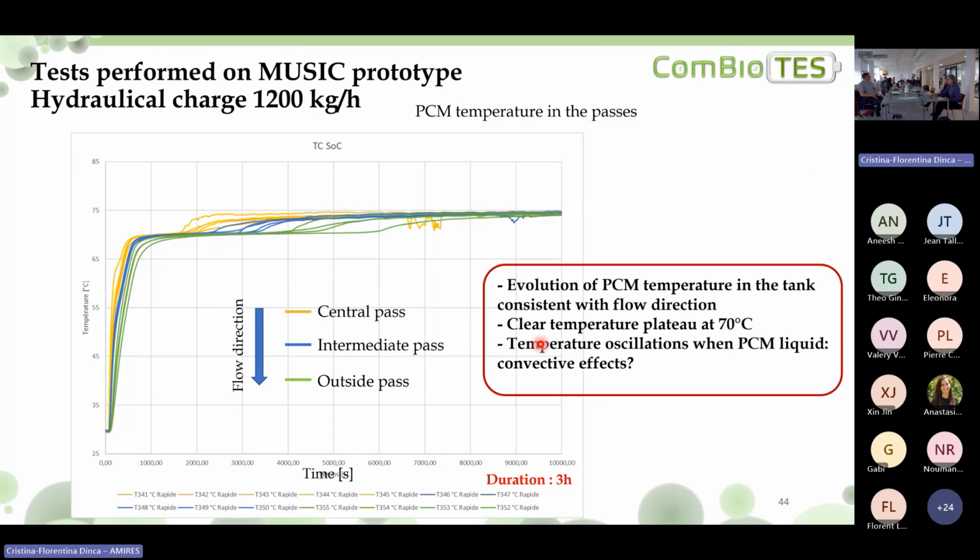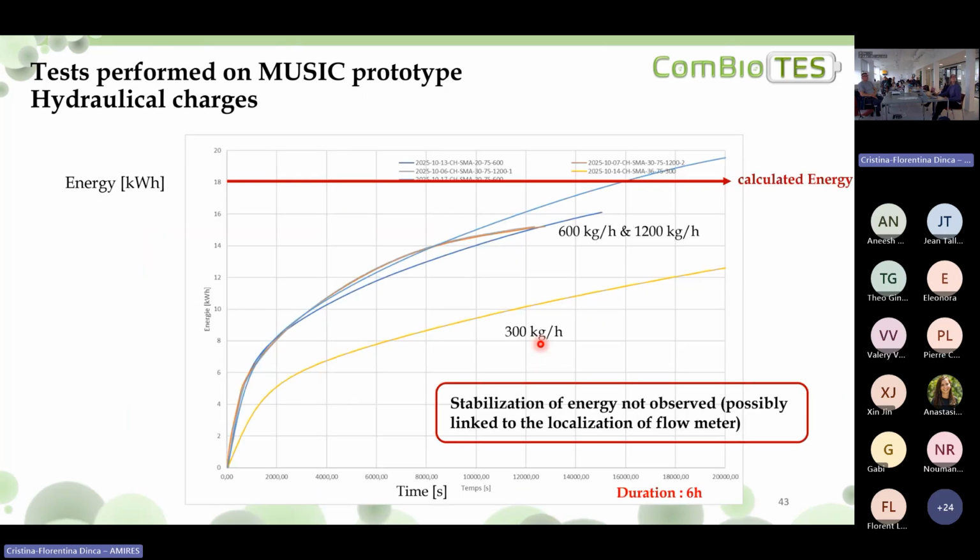The brown line seems to stabilize. That's this one. Yeah. Yes, a little bit more. You're right.